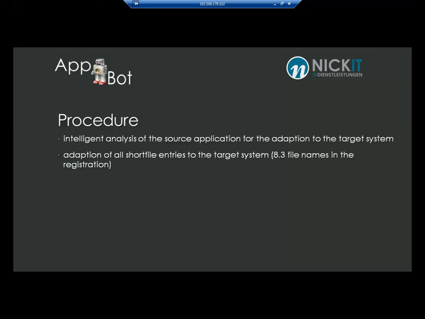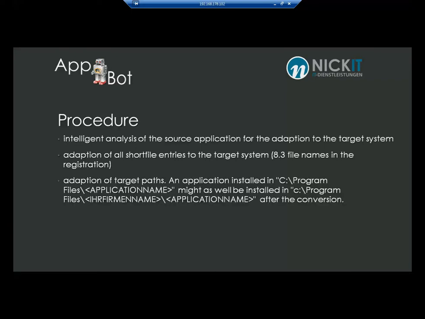This way we can make sure that an application packaged in a 32-bit system like Windows XP runs smoothly on a 64-bit system. This used to be impossible. The original Citrix profiler only offered restricted functions concerning the target platform. Additionally, the target paths can be changed at will.